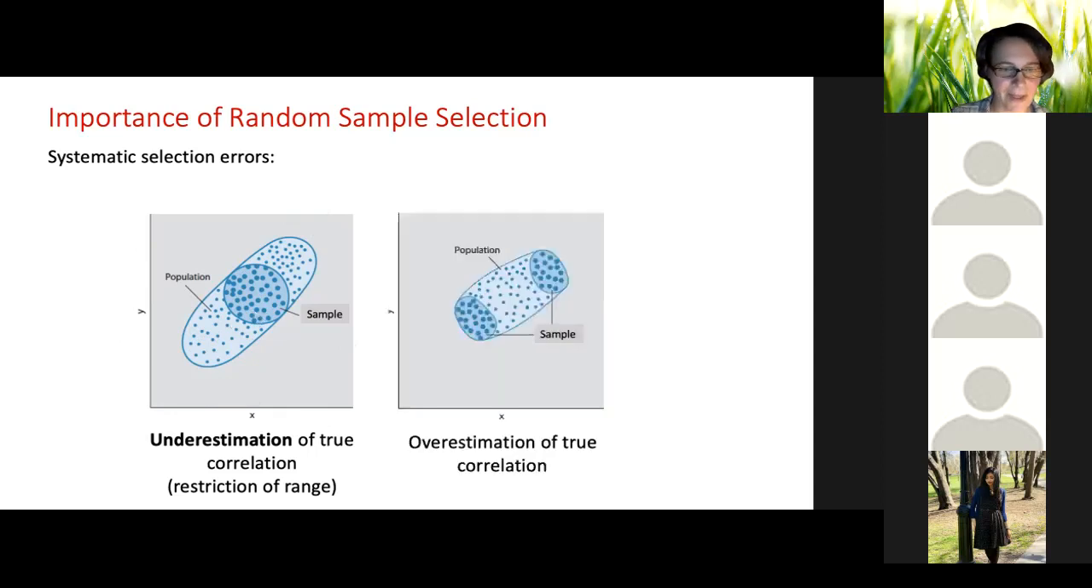Okay, and we can also do the opposite, right? We can draw a sample that overrepresents, so exaggerates, the range, the variance on one variable, by sampling from these two ends of the distribution. So if I only pick students with very low SAT scores and students with very high SAT scores, and then I estimate the correlation between SAT and GPA, I actually overestimate the true correlation.